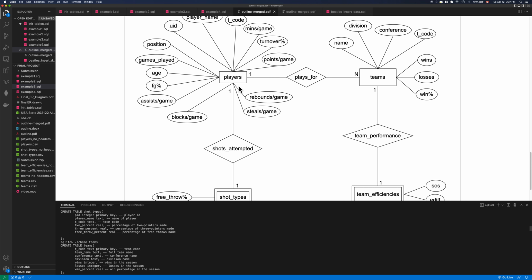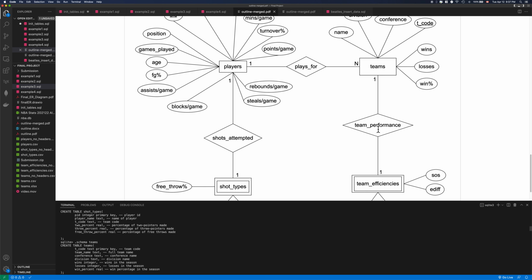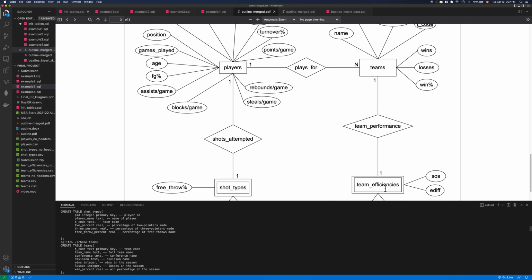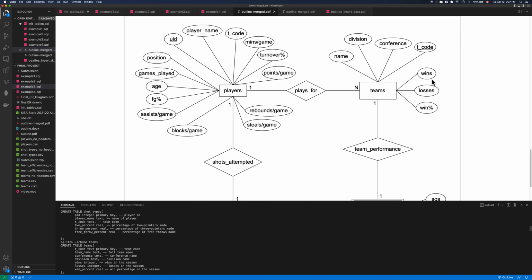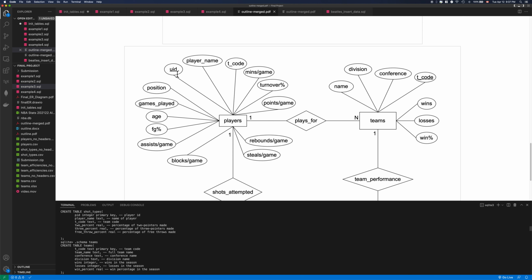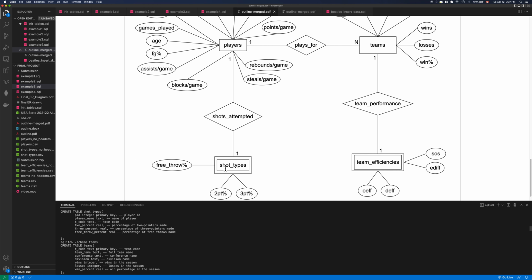There are a few players that have played for different teams in the season. There are multiple teams, and each of them has one player, but there are certain instances where a player has played for different teams. And for the team performance relation between team efficiencies and teams, team efficiencies also uses the T code as the primary key, and also the PID, the player ID, is also used as the primary key with this table.